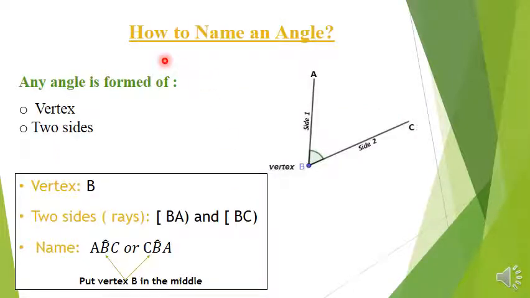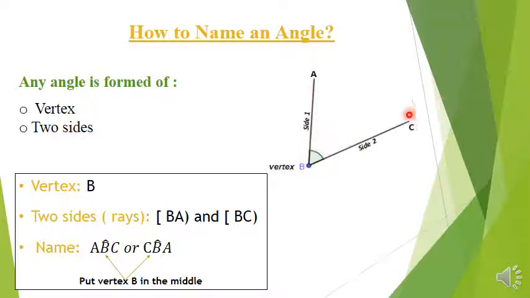Now we are going to learn how to name an angle. As we said, any angle is formed of a vertex and two sides. So look here at this angle. Its vertex is B. Capital letter, uppercase B. The two sides are these two semi-lines.